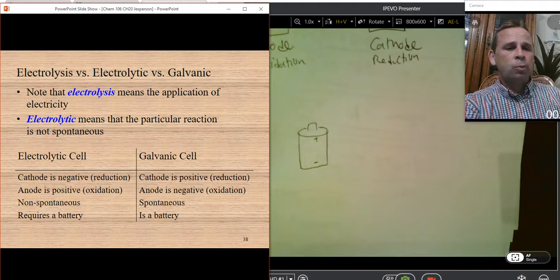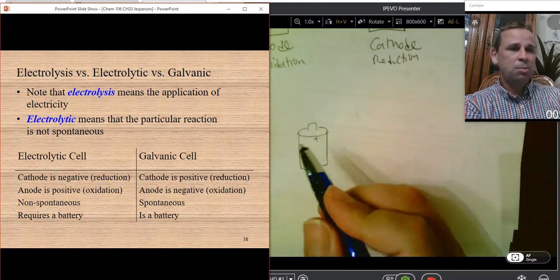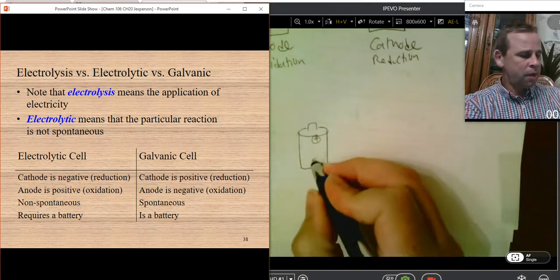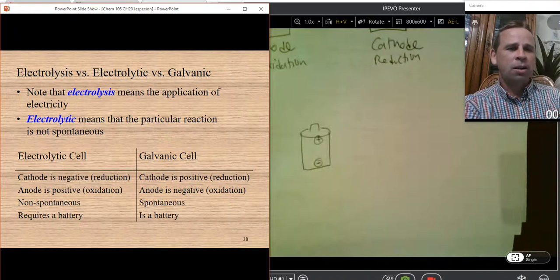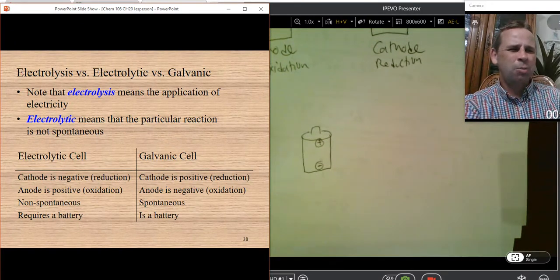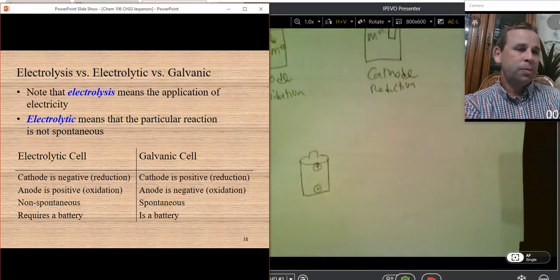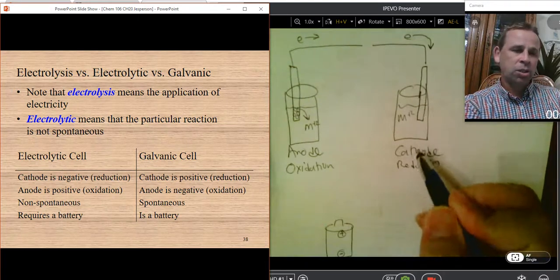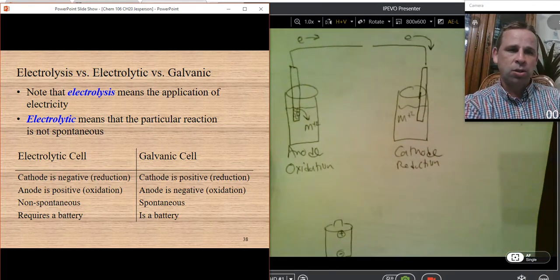But we have identified that in a galvanic cell, a battery, something that produces power, we call the cathode the positive and the anode the negative. All right? Now, this is worth very little, in my opinion, in terms of trying to remember which is which. It is important to know that at the cathode, reduction is occurring, and at the anode, oxidation is occurring.